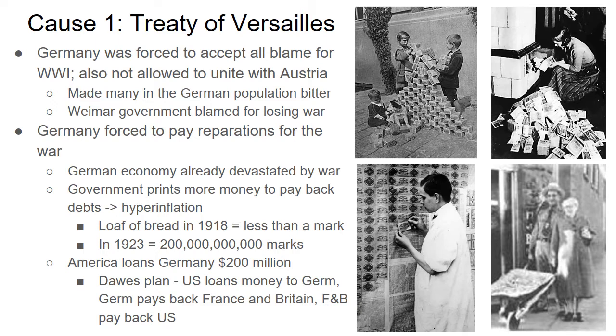And the US gets kind of the best deal out of this because Britain and France owe the United States a ton of money. So they use the money that Germany pays them to pay back the United States. And Germany now has a debt to the United States that they're going to have to pay back eventually. So this works out pretty well and it starts to stabilize the German economy. But then the Great Depression hits.